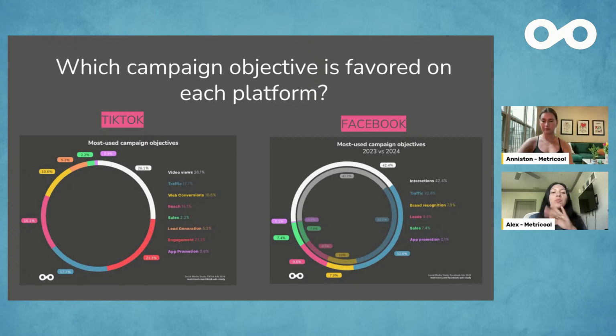And I think also we have to take into consideration the difference in the platforms. So obviously video views campaigns don't really exist over on Meta, but if we were to remove video views campaigns from TikTok, hypothetically, if it was a different type of platform, you would still see engagement campaigns still running in second. So like Anna was saying, cultivating that audience is important for advertisers.